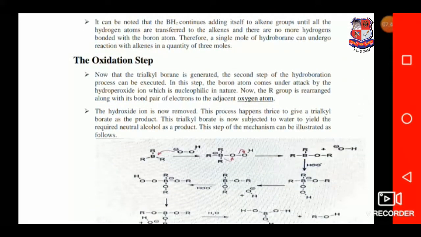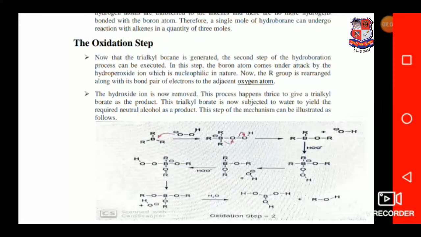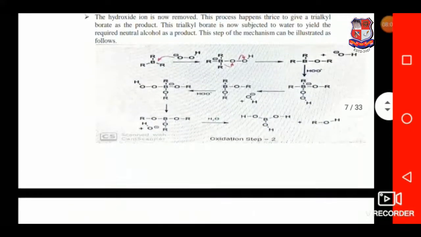Oxidation step. Now that the trialkyl boron is generated, the second step of the hydroboration process can be executed. In this step, the boron atom comes under attack by the hydroperoxide ion, which is nucleophilic in nature. Hydroxide ion is now removed. This process happens thrice to give a trialkyl borate as a product. This is the mechanism for illustration purposes.